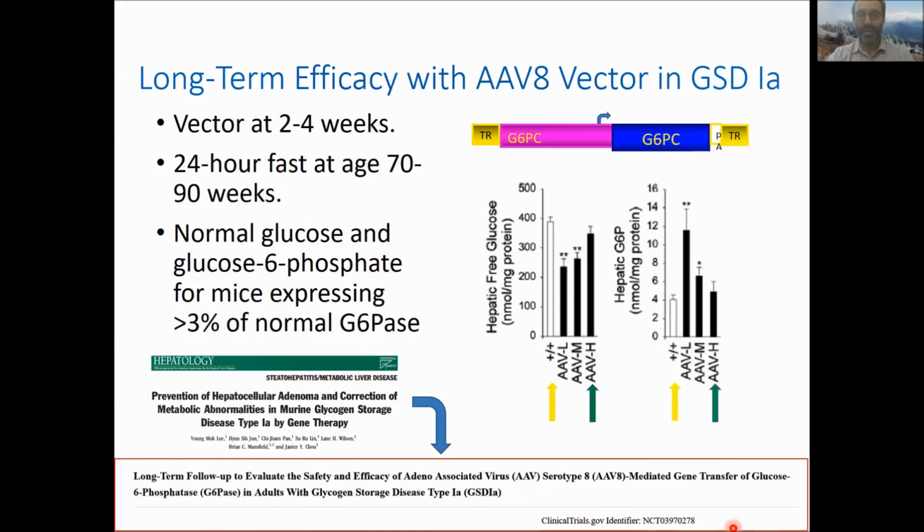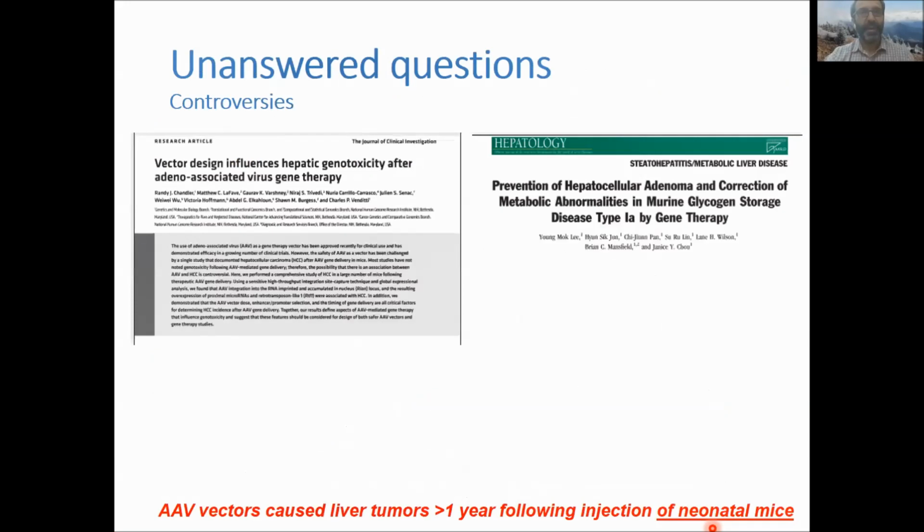You can see the identifier down in the lower right. You can find this easily on clinicaltrials.gov, but I can't present their data. It's going ahead. Now, there remain some questions about this approach to gene therapy too.